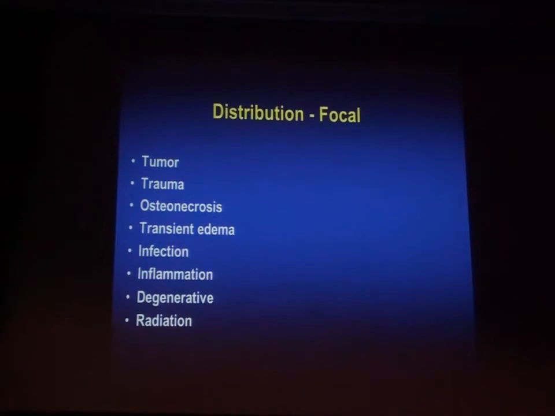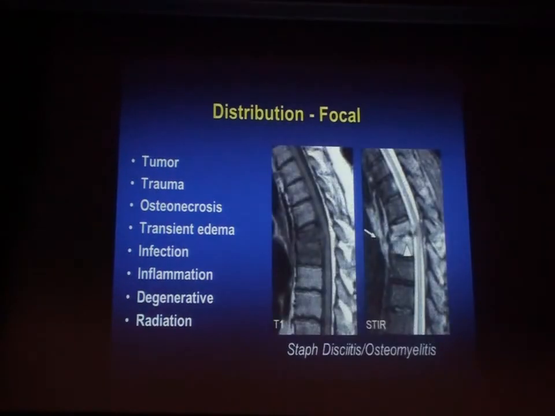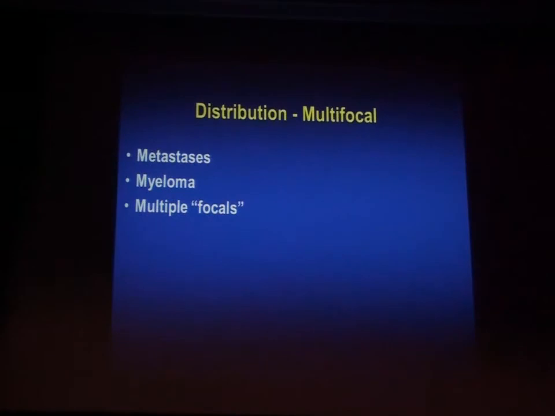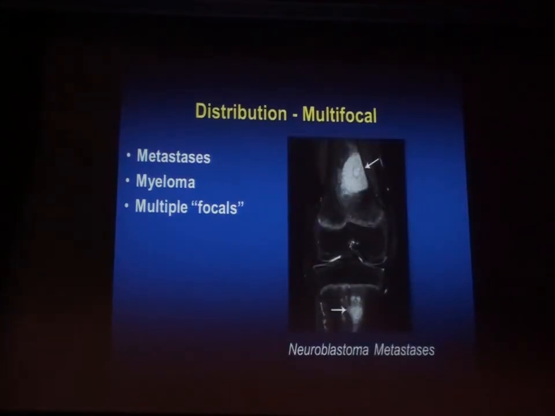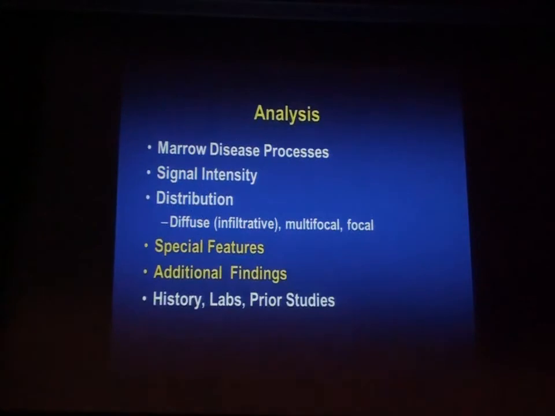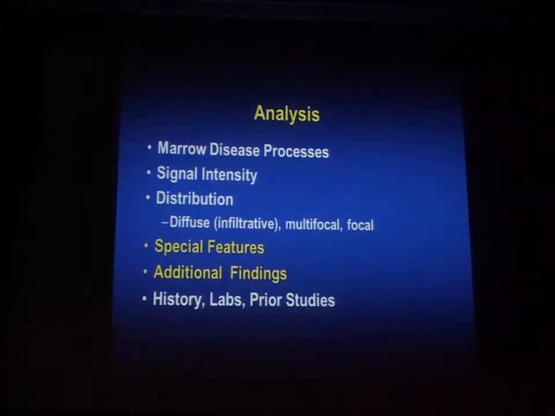Focal processes, it's a long list of various things. This is just an example of discitis and osteomyelitis in the spine, infection, one of the things that can be focal in the marrow. And then multifocal processes like metastases, myeloma, and then any of the focal processes that turn out to be multifocal. So there, you can see there's overlap here. It's not an absolute, but it can help you think about things.